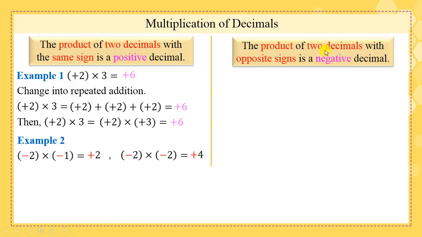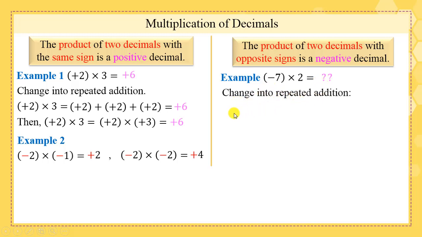Now, the product of two decimals with opposite signs is a negative decimal. Opposite signs means that they have different signs. One of them is positive, the other one is negative. Example, negative 7 times 2 equals what? To know the answer, let's change into repeated addition.